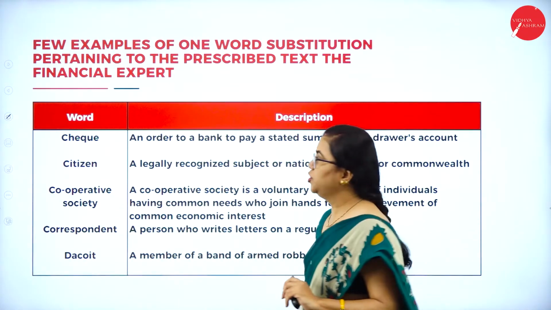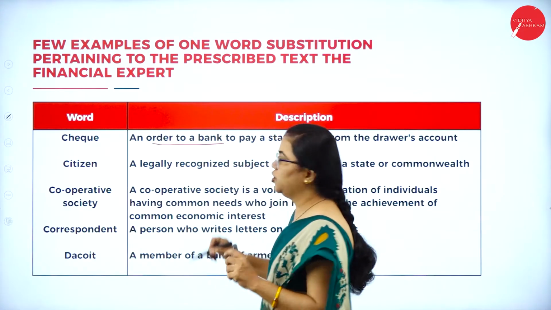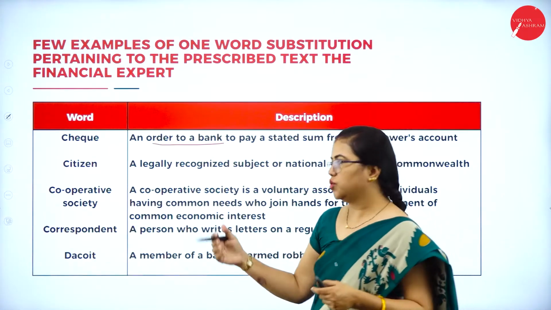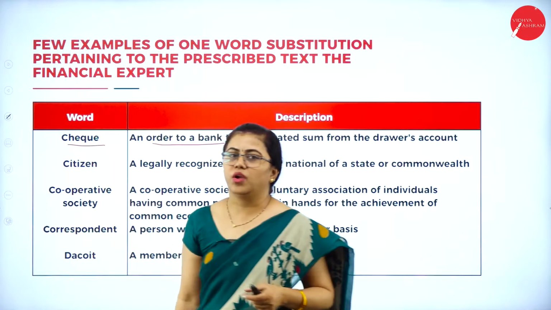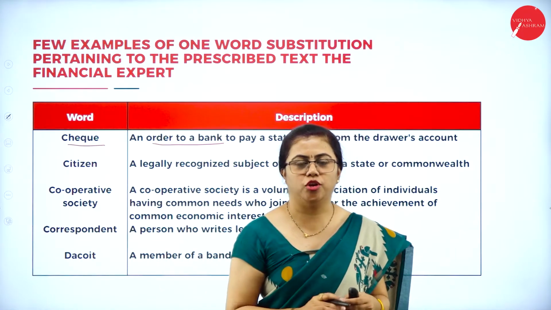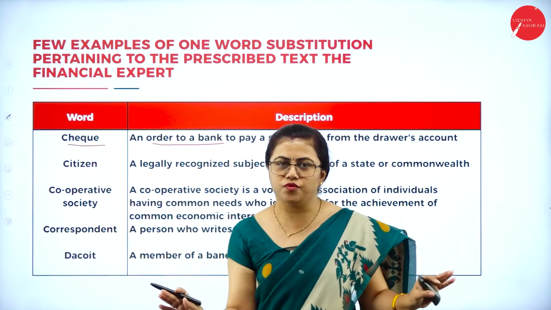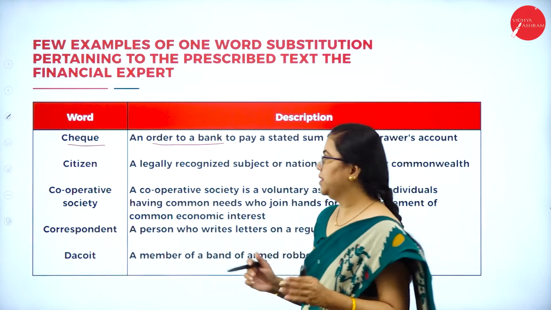So check, you know that. An order to a bank, you know that check, right? The check leaf. So the same check. The company issued a check to him, or salary was paid through check. Anything is fine. Make the sentence simpler, as I said.